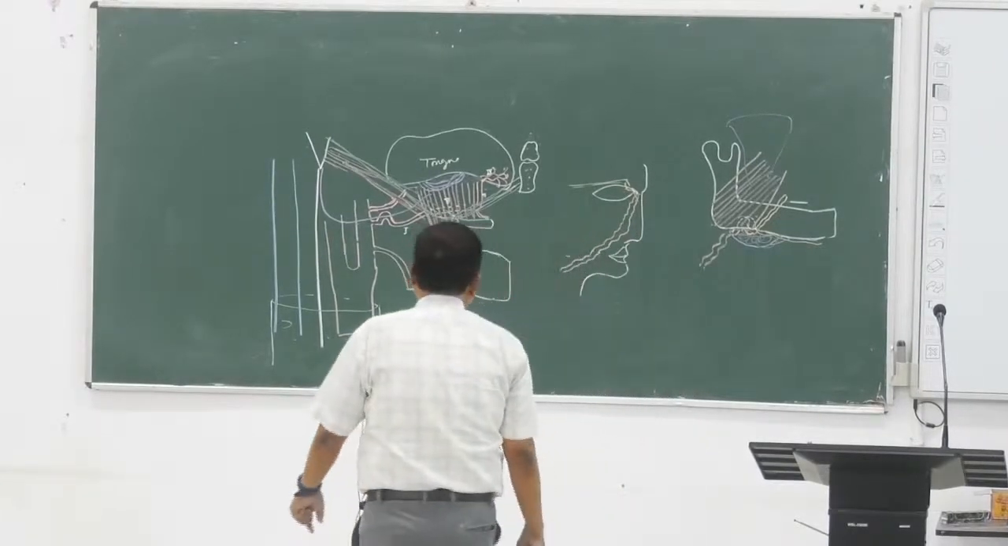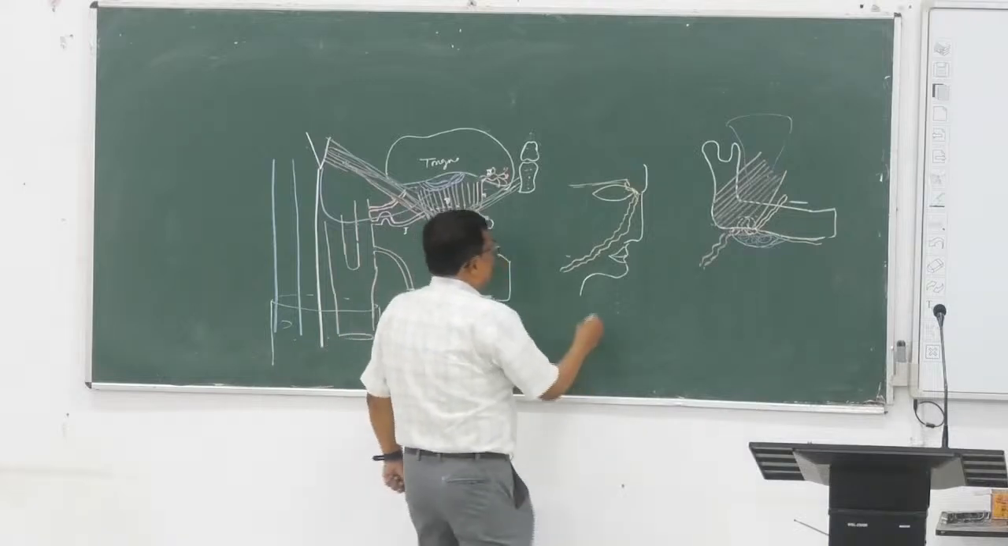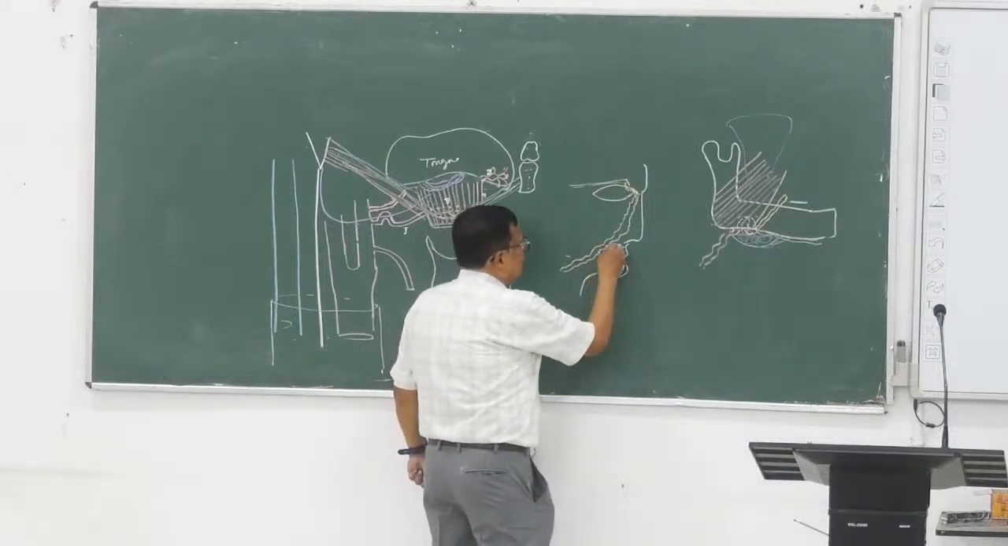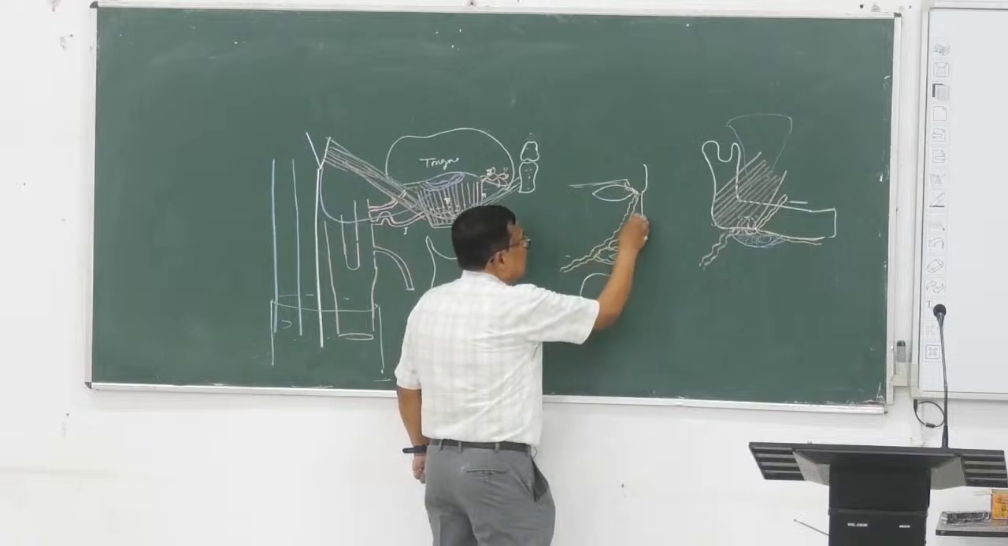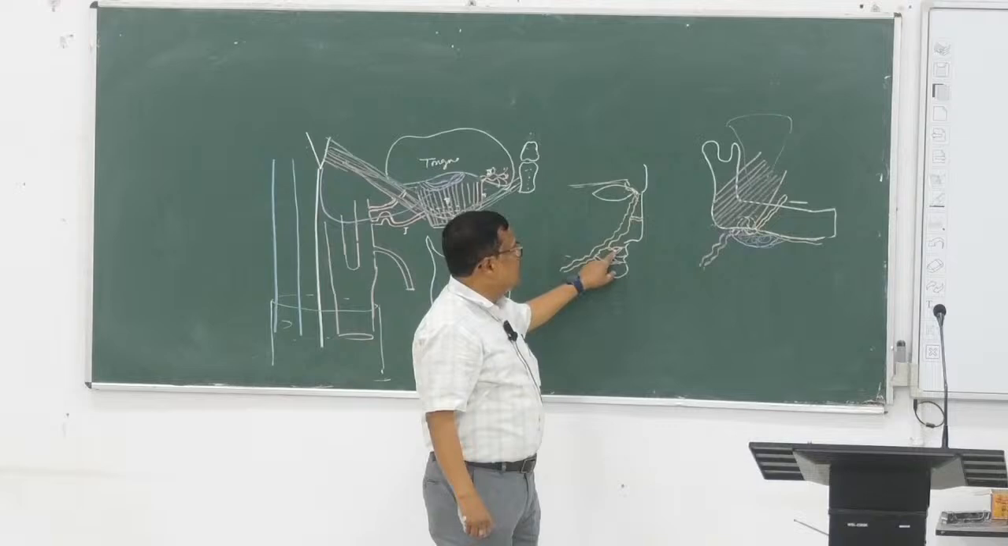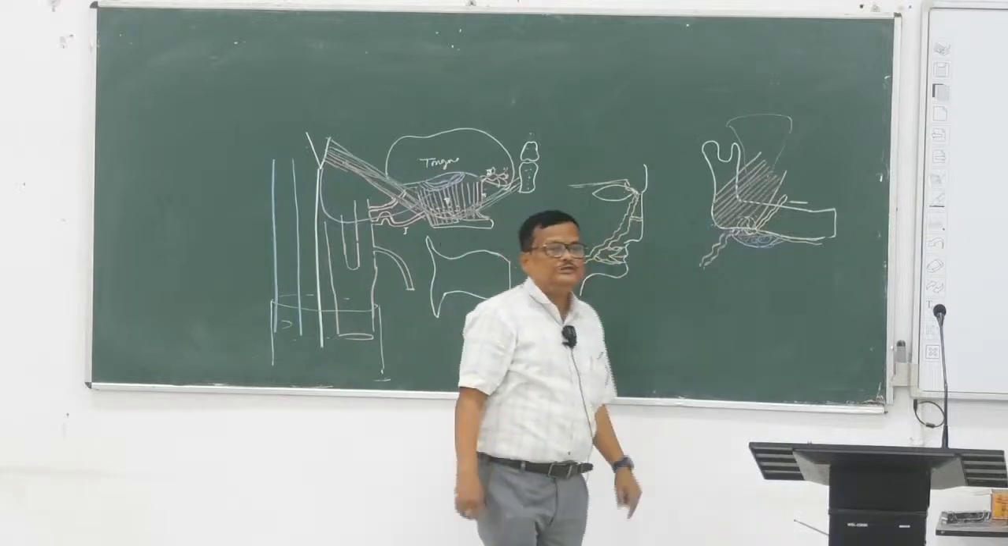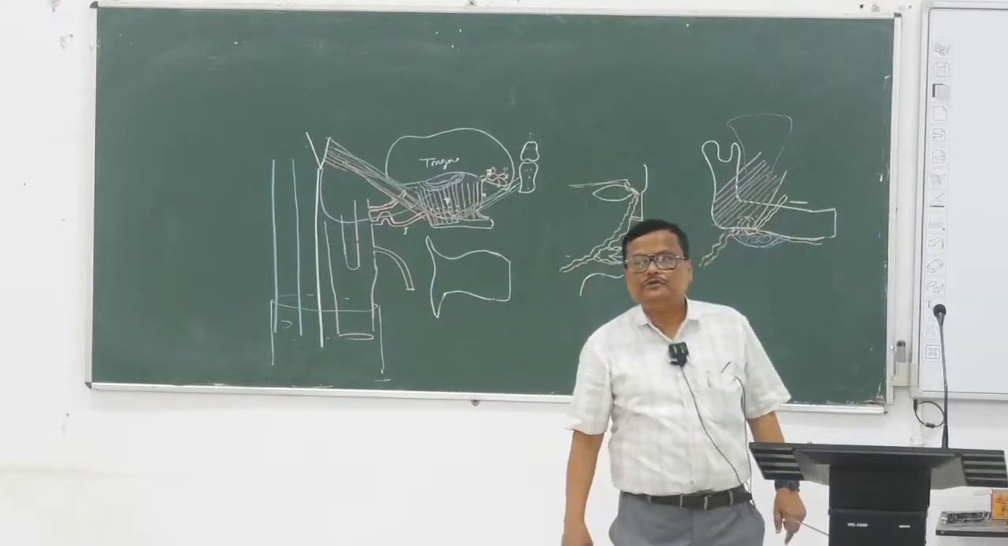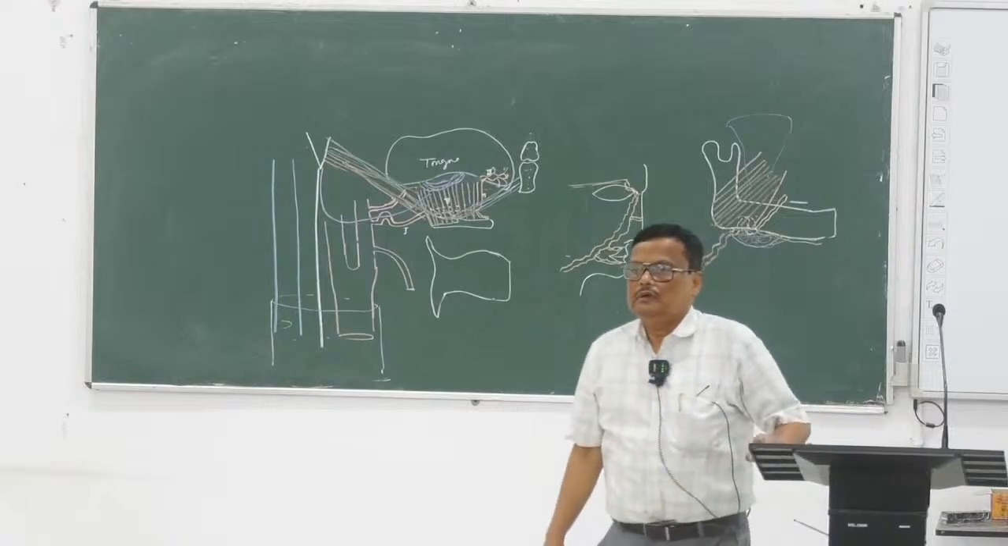Branches in the face: superior labial artery, inferior labial artery, and lateral nasal branch. So these are the branches of the facial artery.